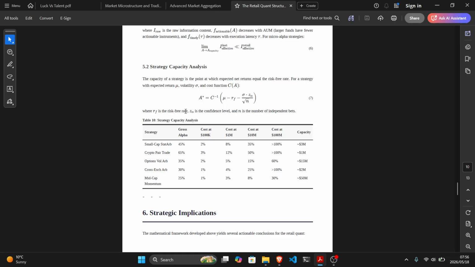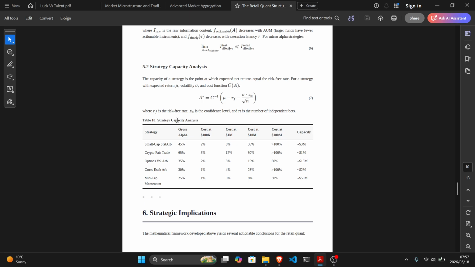5.2 Strategy capacity analysis. The capacity of a strategy is the point at which the expected net returns equal the risk-free rate. For a strategy with expected return mu, volatility sigma, and cost function C of A, it is defined as A star equals C to the negative 1 of mu minus R sub F minus sigma times Z sub alpha over the square root of N, where R sub F is the risk-free rate, Z sub alpha is the confidence level, and N is the number of independent bets.